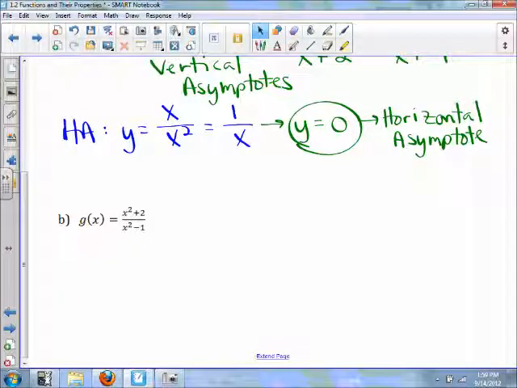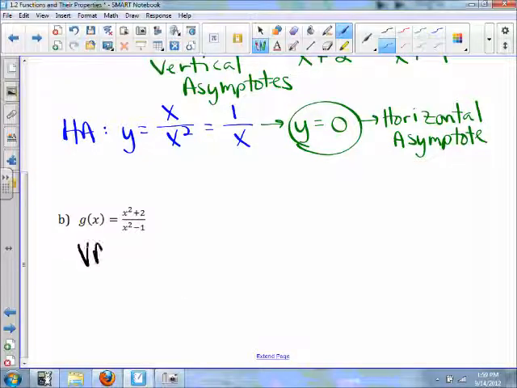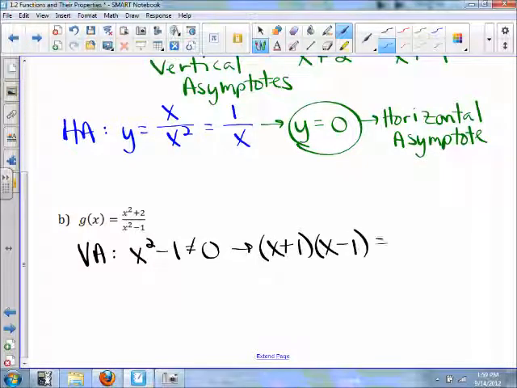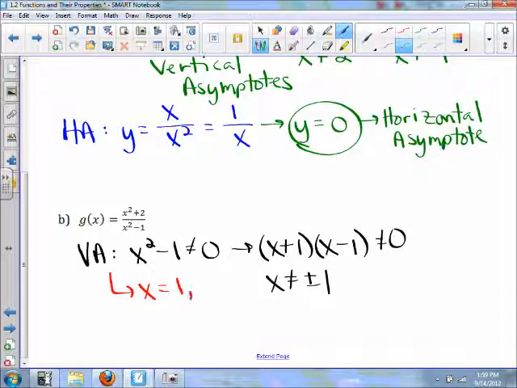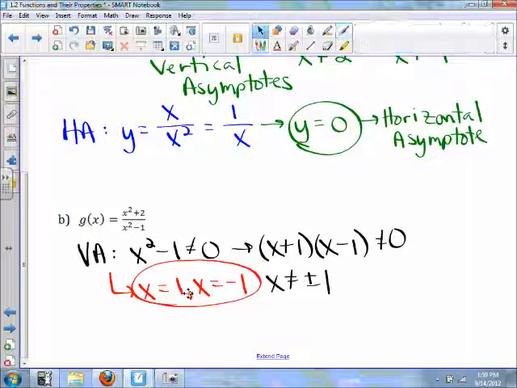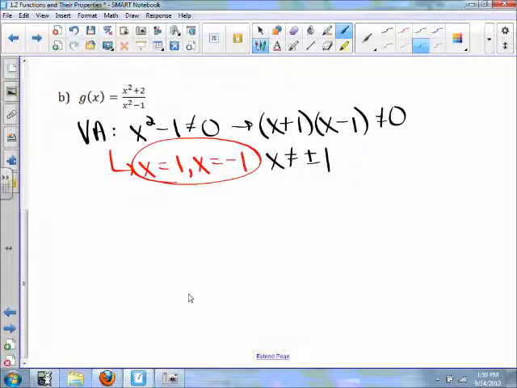Moving on to B. Again, vertical asymptote here. X squared minus 1 cannot equal 0, which means x plus 1 times x minus 1 cannot equal 0, which means x cannot equal positive or negative 1. That means my vertical asymptotes are x equals 1 and x equals negative 1. There's your vertical asymptotes.